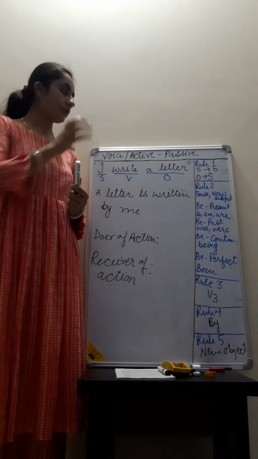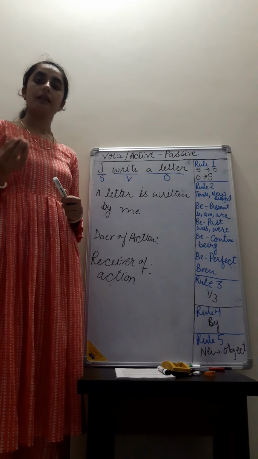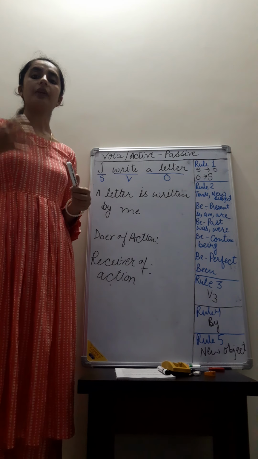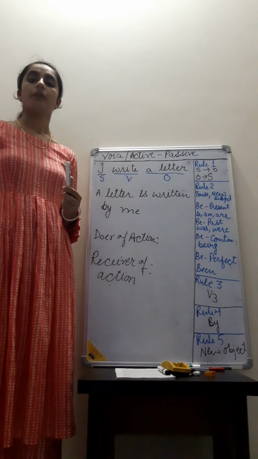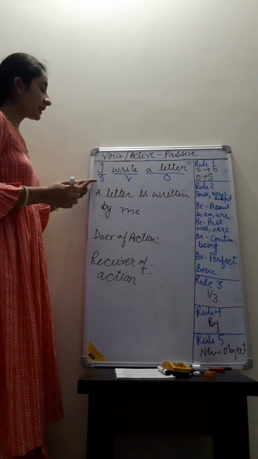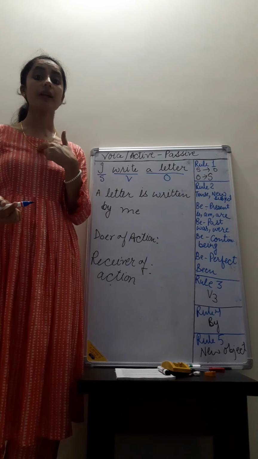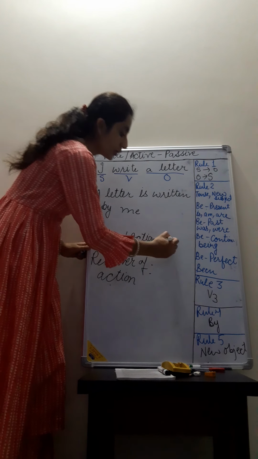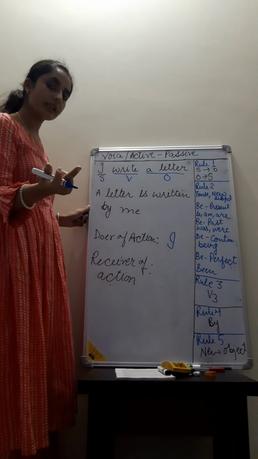What is a verb? Before discussing voice or active passive sentence, let's see what is a verb. Verb means action. Eating, playing, running, drinking, writing, all these are verbs which show some action being done. So, who is doing the action here? I write a letter. I am writing a letter. So I am doing the action here. So I become the doer of the action.